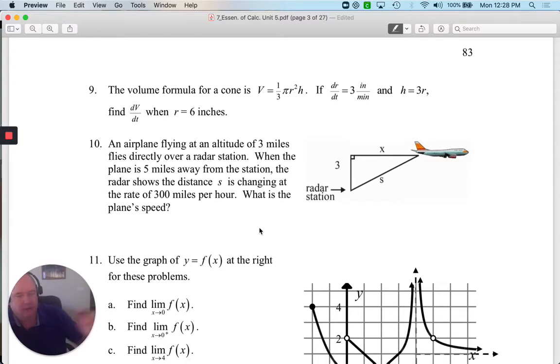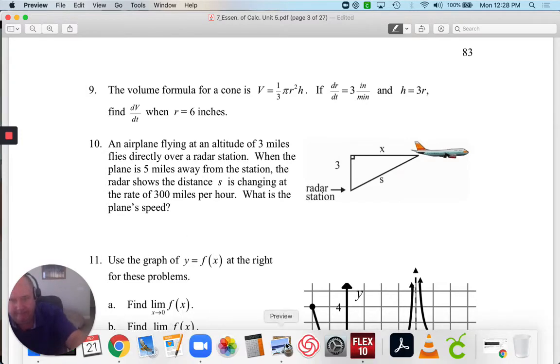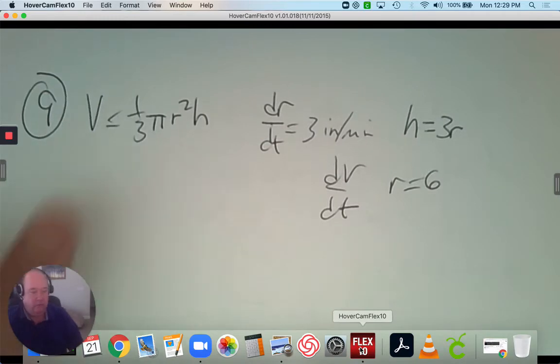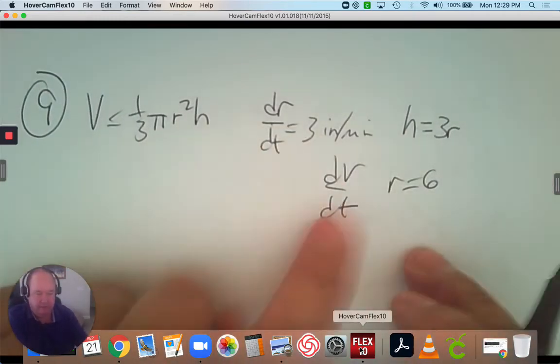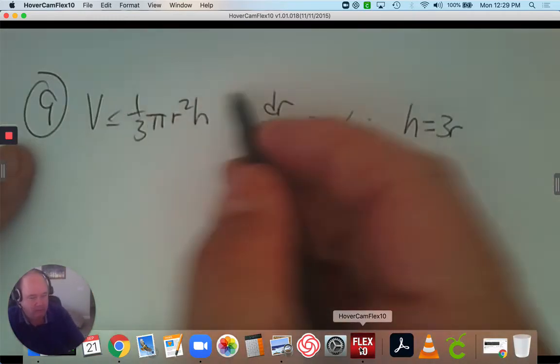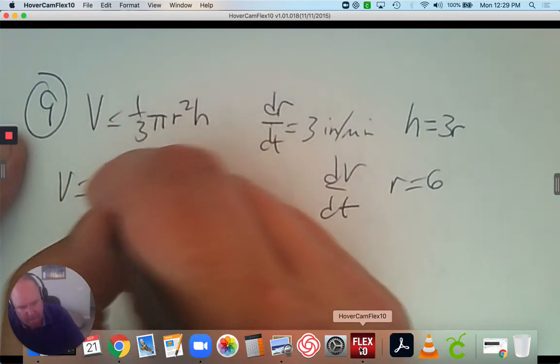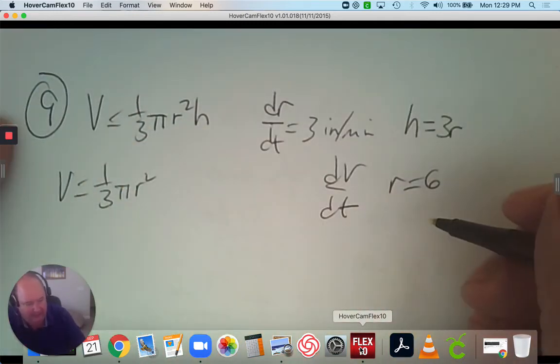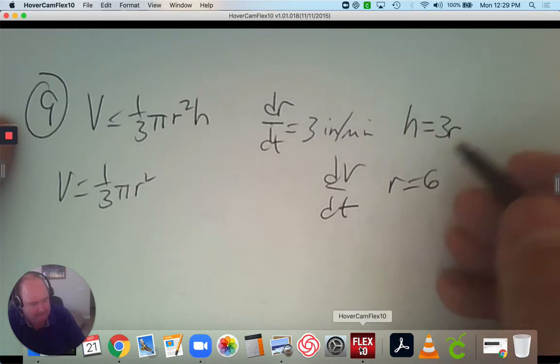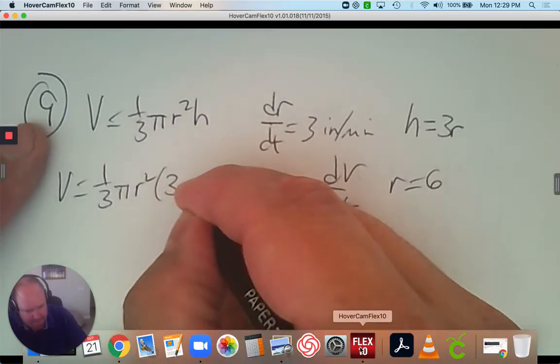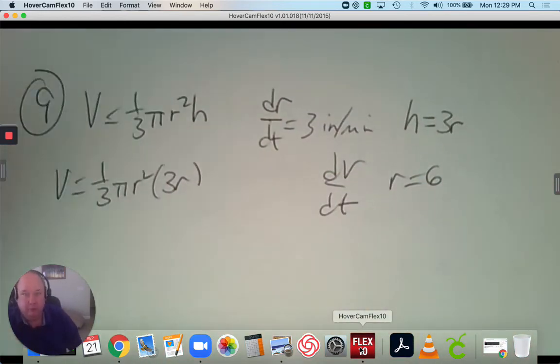So I'm just writing down all the information. The formula, the information I'm given, and now let's do it. So I have too many variables. Before I go any further, take out h and put in 3r. So I have one variable on the right.